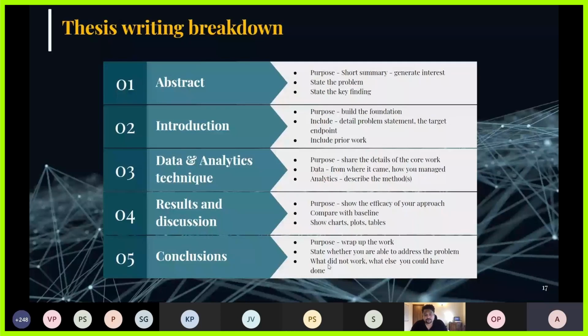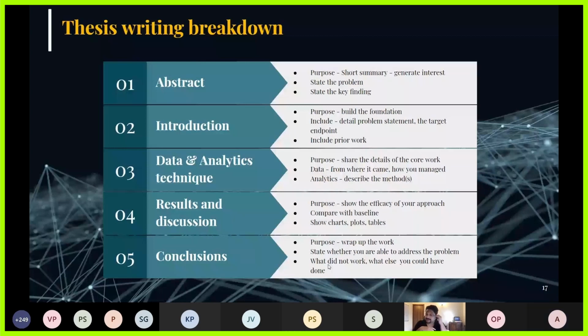Okay, so when you have to write your thesis, what do you have to do? Thesis writing is where you write all the details of your work, and remember, this is going to be the best archive of your work. Try to capture all the detail.